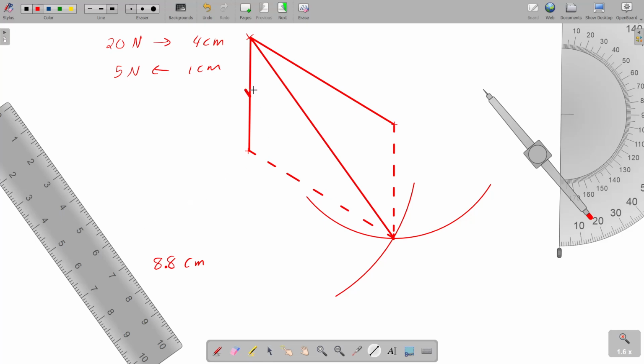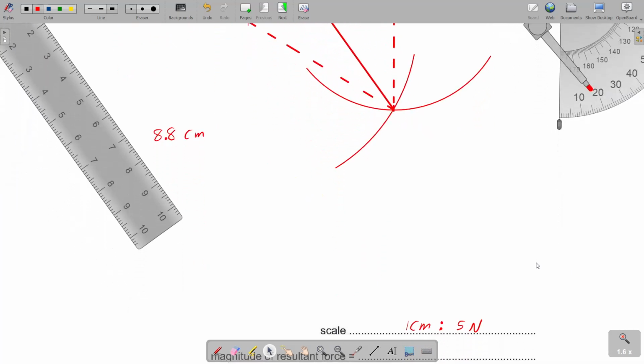And mark the arrows of the diagram. So we have one arrow here like this, and we have a double arrow here for the resultant and an arrow here for the other vector. And I'm going to label this as the 30 Newton force and this one as the 20 Newton force. And now we have our drawing.